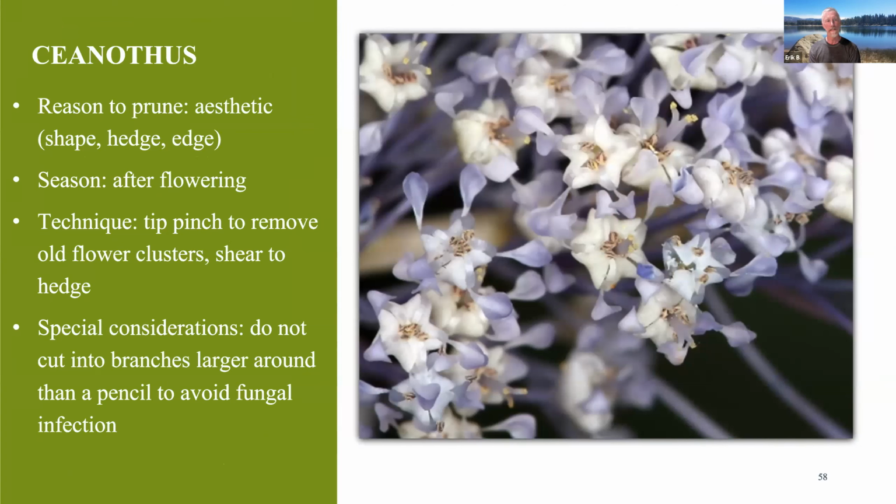Ceanothus, reason to prune: aesthetic, shape, hedge, edge. After flowering, once again, is really one of our main guides. And then know the plant. Technique: tip pinch to remove old flower clusters, shear to hedge. Special considerations: do not cut into branches larger around than a pencil to avoid fungal infection. That's a general rule. Sometimes you just have to do it, but then do it at a time when it's the healthiest for the plant, so not in the wet season.